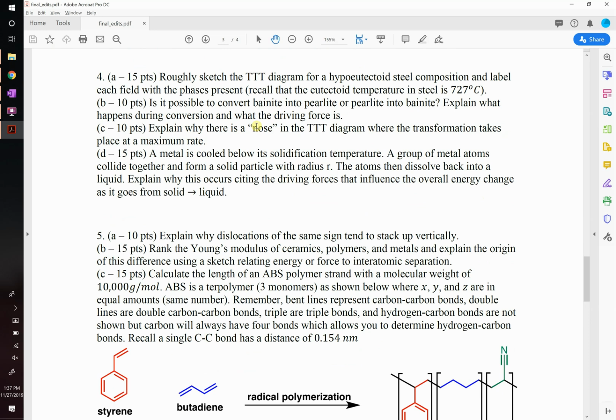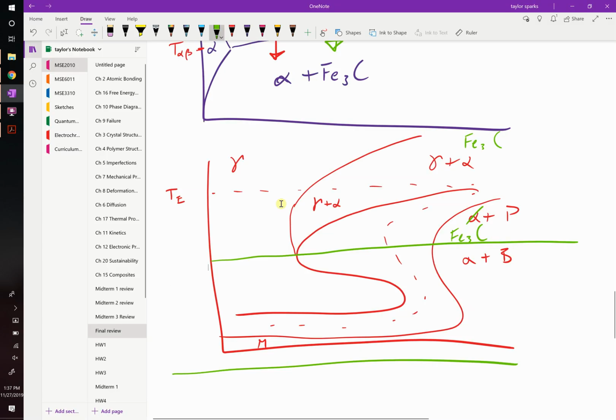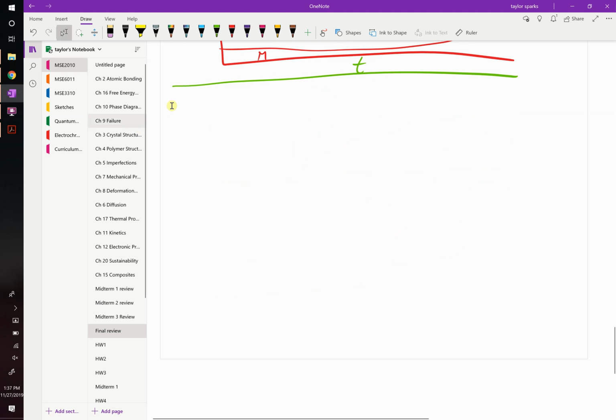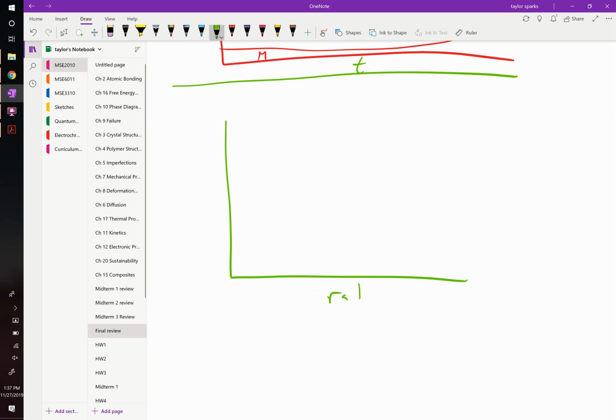To answer that question, you want to go back to concepts we covered in kinetics. A nose means that there's a time, because remember this is plotted against time, when this transformation happens at its fastest. If it happens at its fastest, that means that the rate has a maximum. So if you remember from class, we showed you the rate of transformation. As you cool down, if we plot rate on this axis, where this is whatever transformation we want to talk about, let's just call it alpha beta, for whatever transformation, there exists a maximum rate, at this temperature right here. We'll call that T max. That's when you're going to transform at the fastest rate.